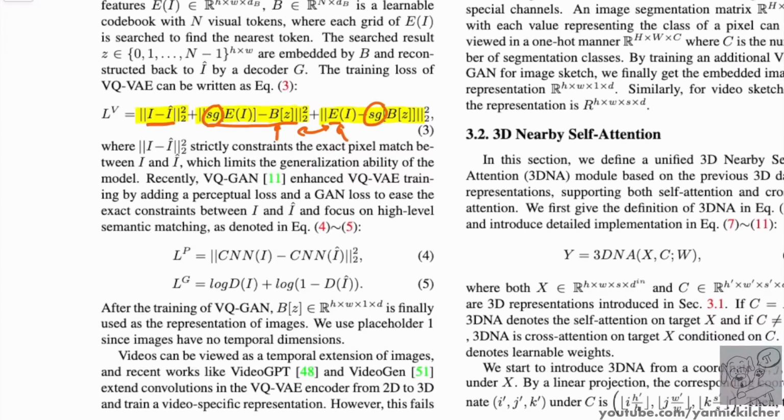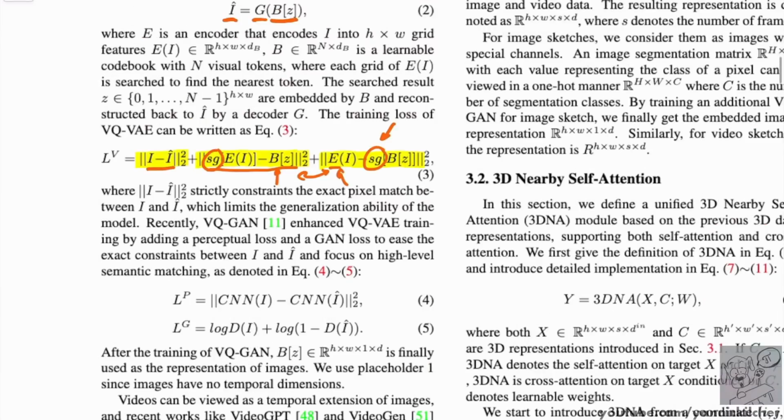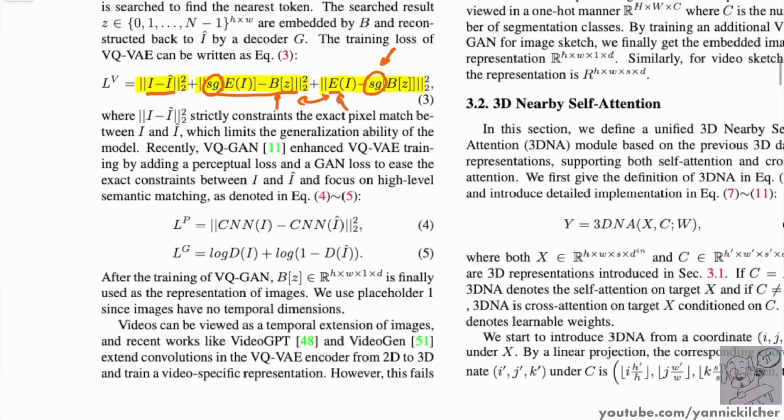It's just framework specifics right here. I don't think SG is a valid mathematical thing anywhere. This really refers to the stop gradient functions in TensorFlow or in PyTorch. In addition to that, they say the VQ-VAE is a little bit too strict. So there is an extension called VQ-GAN that changes the VQ-VAE objective a little bit.